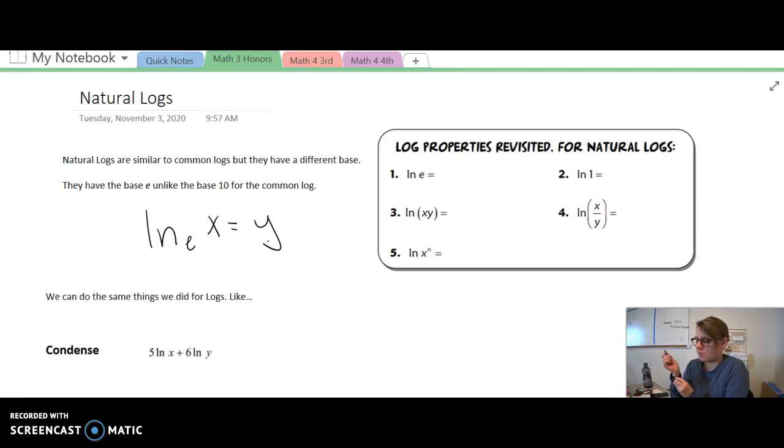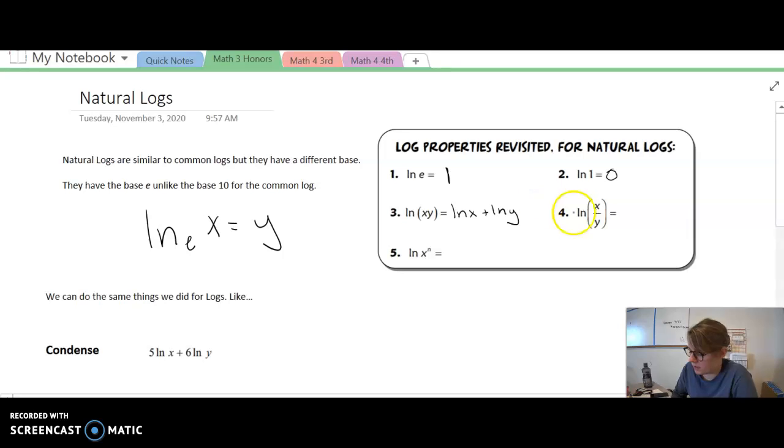So let's go over some log properties for natural logs. So the natural log of e is 1. It's kind of like if we had the log of 10, that would be 1. Okay, so then let's go through the other ones. So then we have natural log of xy. We can also write that as natural log of x plus the natural log of y. Moving on to 2, I'm sorry I went to 3. So 2, the natural log of 1 is 0. It's just like if we had log of 1, that is 0 as well.